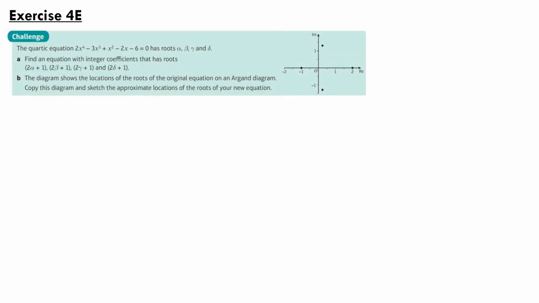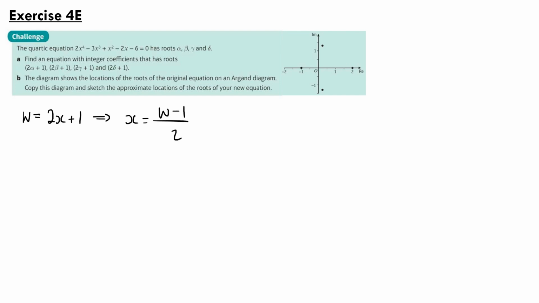Okay, from exercise 4e, we've got the quartic equation 2x to the power of 4 minus 3x cubed plus x squared minus 2x minus 6 equals 0, which has the roots alpha, beta, gamma and delta. For part A, we're asked to find an equation with integer coefficients that has roots 2 alpha plus 1, 2 beta plus 1, 2 gamma plus 1, and 2 delta plus 1. So this is just a routine question. We can let the variable w equal 2x plus 1, and then rearrange to find x to plug it back into the original equation. So we're going to have x equals w minus 1 over 2.